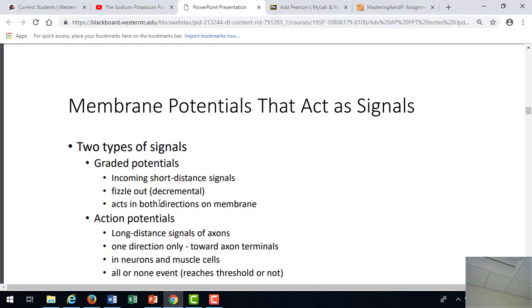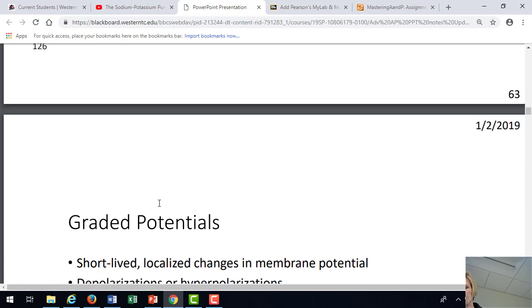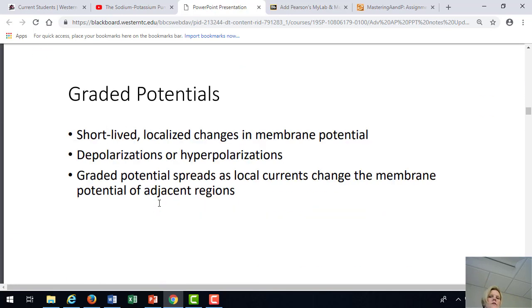And am I aware of that in my brain? Does that travel if it fizzles out? No. We have lots of little stimuli occurring in our cells, but if it doesn't reach threshold, it doesn't make the trip. So graded potentials can either go up or down.